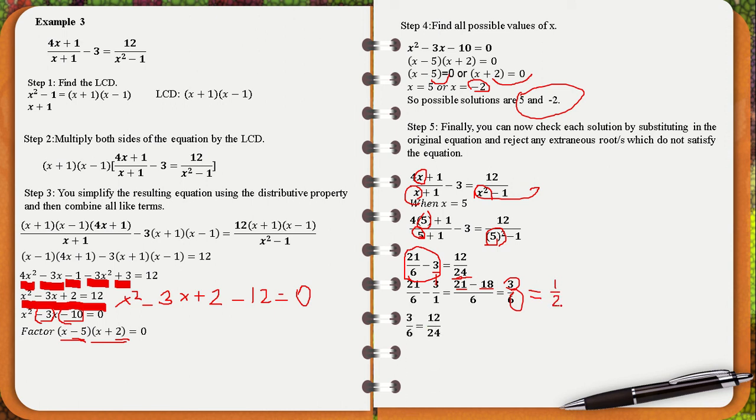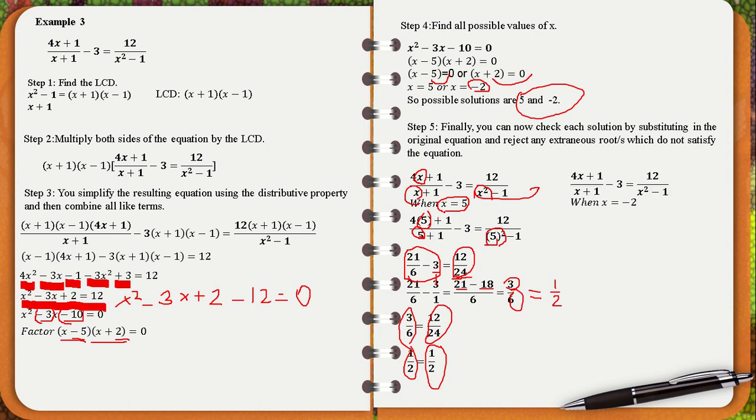Okay? Next. O ngayon, so ito yung 3 over 6 natin, magiging 1/2. So itong nasa right side natin kanina ay 12 over 24. So ito siya, 12 over 24 at 3 over 6. So kapag na-reduce natin yung dalawang fractions na yan, they will be equal to each other because 3 over 6 is 1/2 and 12 over 24 is equal to 1/2. Thus, 5 is really a solution to the rational equation.